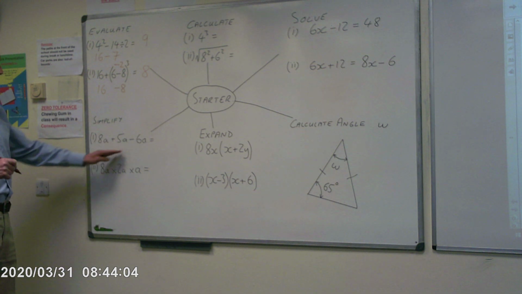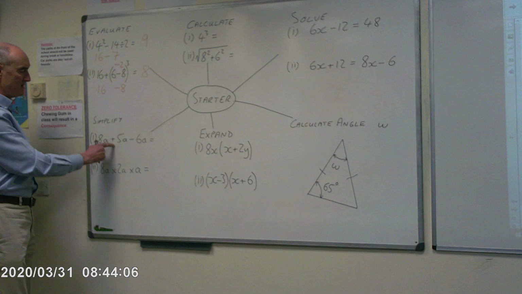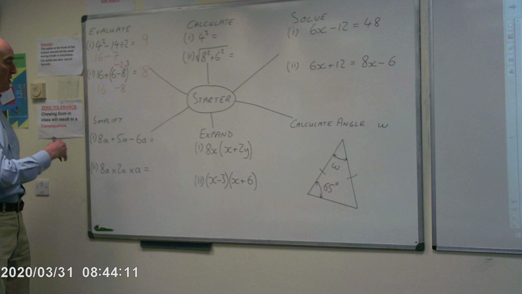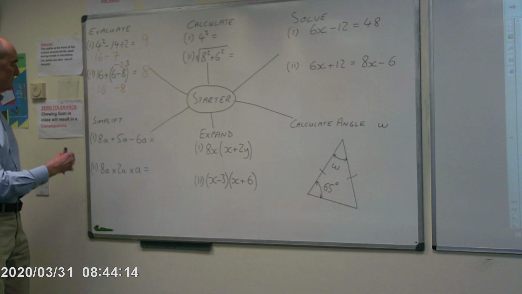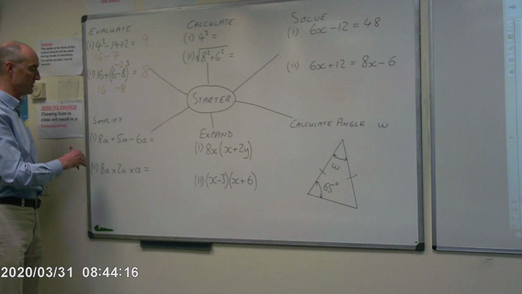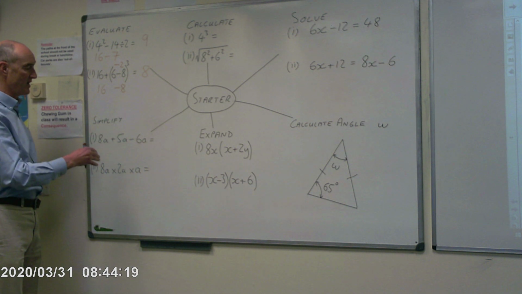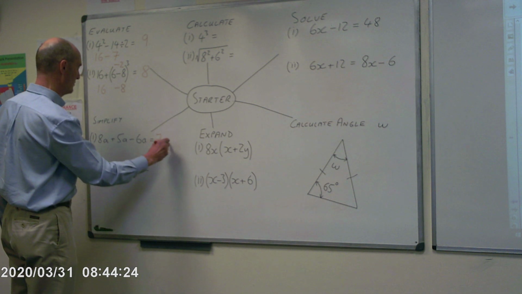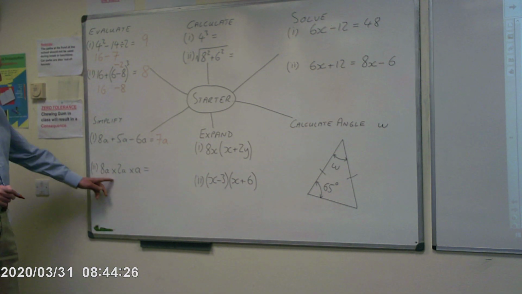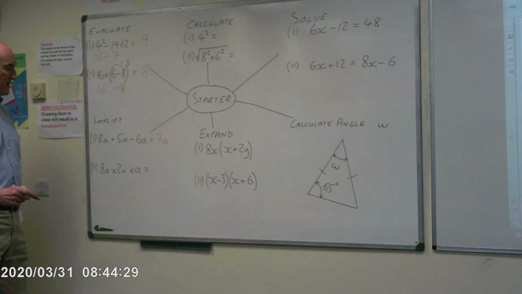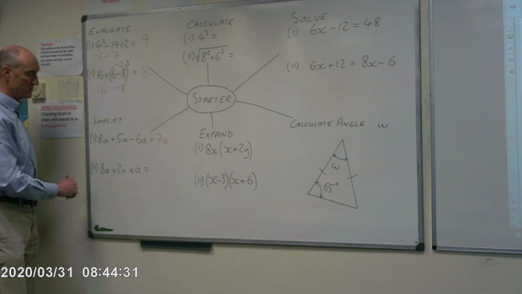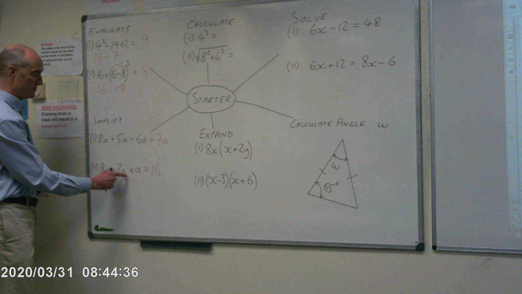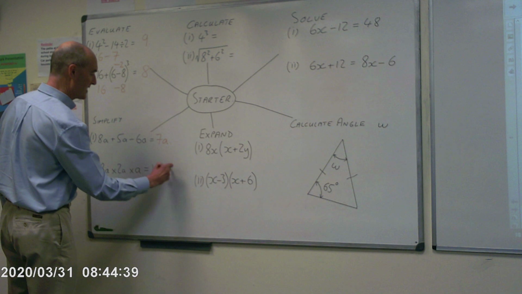Simplifying, bringing like terms together here, we've got 8a added to 5a and take away 6a. So we've got various terms all in a. Okay, so 8a plus 5a gives us 13a, and then we take away 6a, so that gives us 7a as our solution. 8a multiplied by 2a multiplied by a. Well, we can multiply the 8 and 2 together, and that gives us 16. And then we've got a times a times a, which is a cubed.